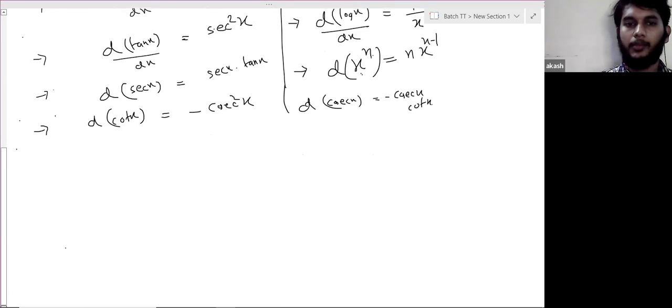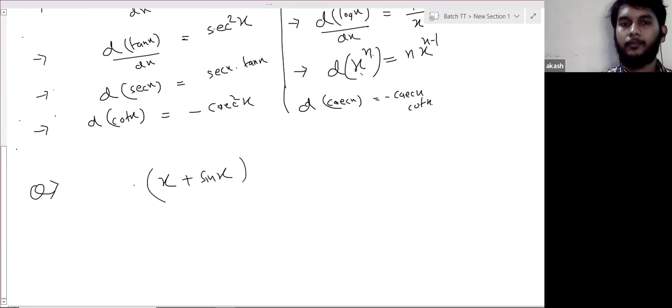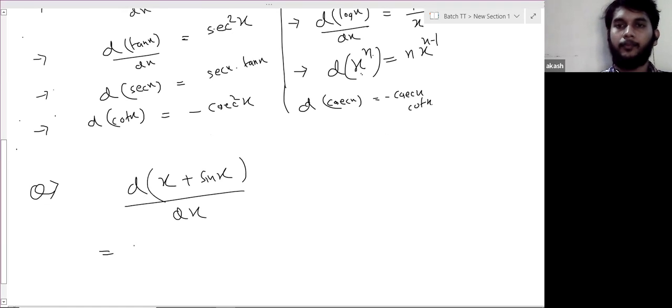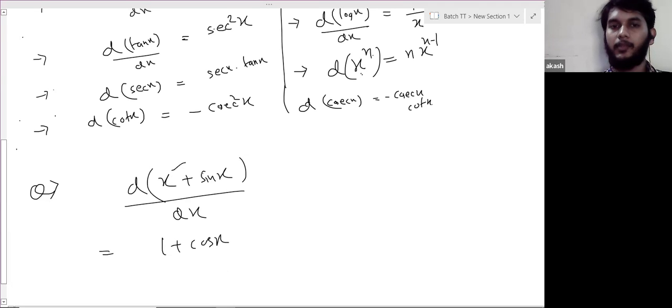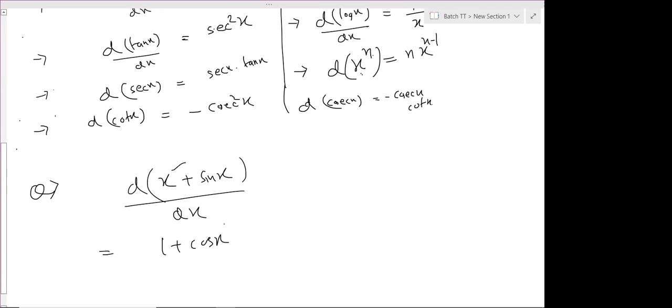So let me give you a simple question and see if you guys remember this or not. Differentiate x plus sine x. Very simple question. So 1 plus cos x. Absolutely right. Everyone clear? Differentiation of x is 1. Differentiation of sine x is cos x. Right? Sahil, this is clear? Yes, sir.